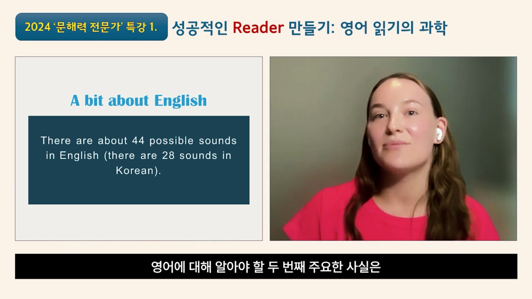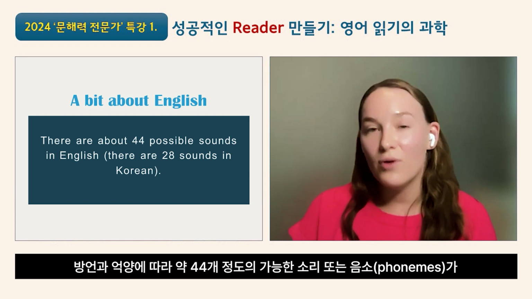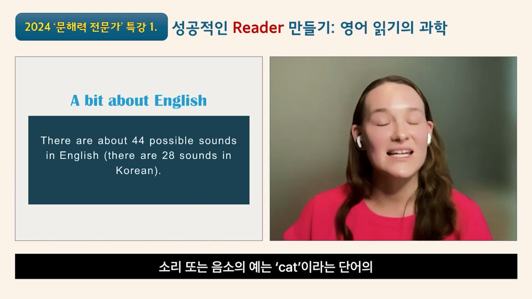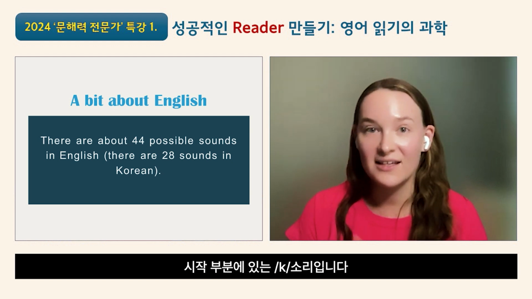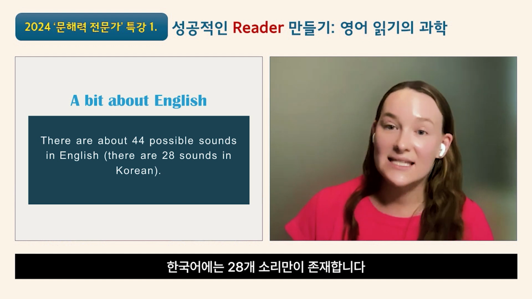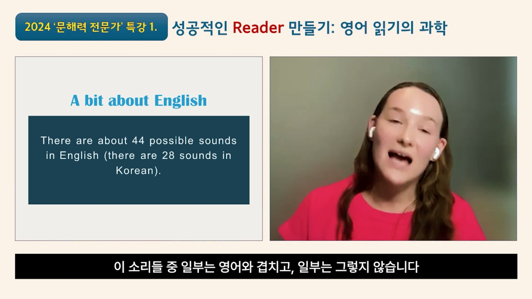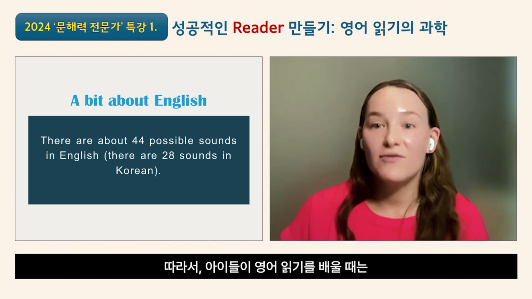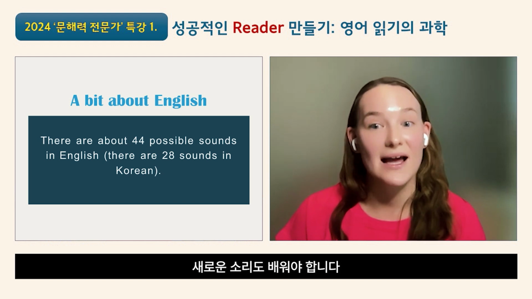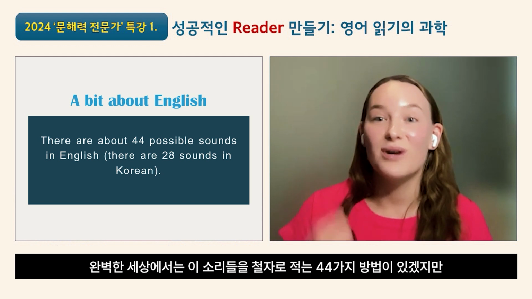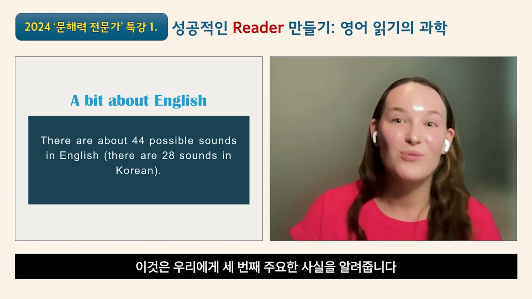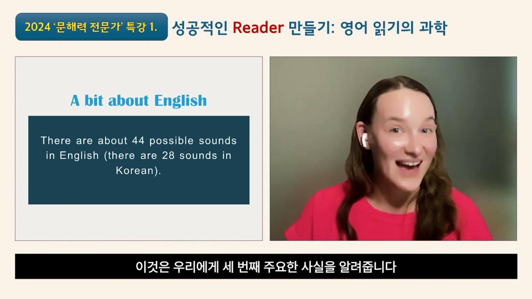A second key fact that's important to know about English is that there are 44 or so possible sounds or phonemes, depending on your dialect and your accent. An example of a sound or a phoneme is the k sound at the beginning of that word cat. In Korean, there are only 28 sounds. Some of these sounds are overlapping with English and some are not. Therefore, when children are learning to read in English, they are also going to need to learn some new sounds. In a perfect world, there would also be 44 ways to spell these sounds. But unfortunately, that's not how English operates, which brings us to our third key fact.